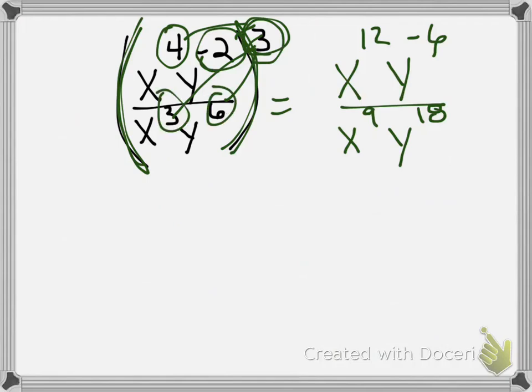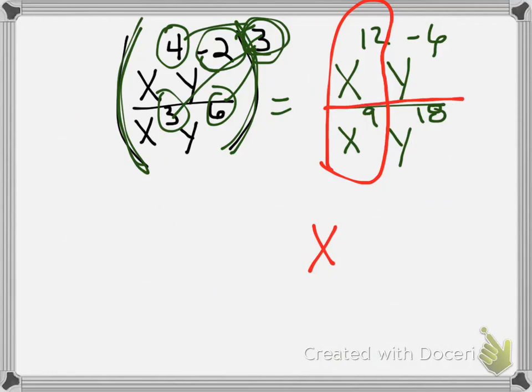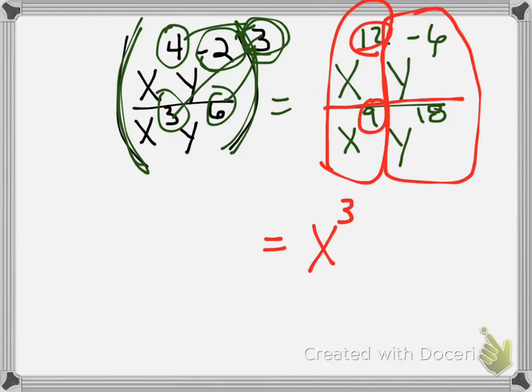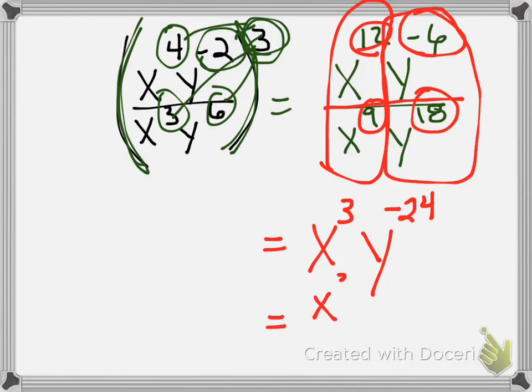Okay, now what do I do? Well, I'm going to group them. I have x's together, and I'm going to keep the base, and I have division, so I'm going to subtract the exponents. 12 minus 9 is 3, so I have x to the 3rd. For y, I'm going to keep the base, y, and I'm going to do negative 6 minus 18. Negative 6 minus 18 is negative 24. So, this is great, except I have to move that negative exponent. So y to the negative 24th is going to move to the denominator, and the 24 is going to become a positive exponent.